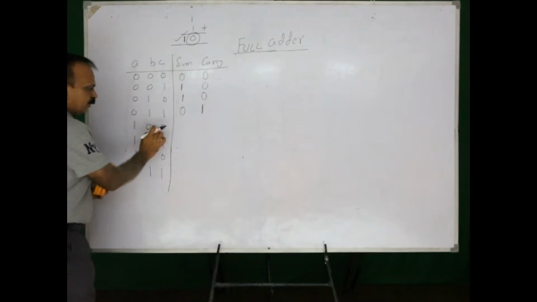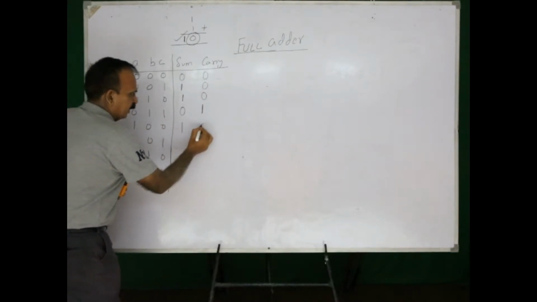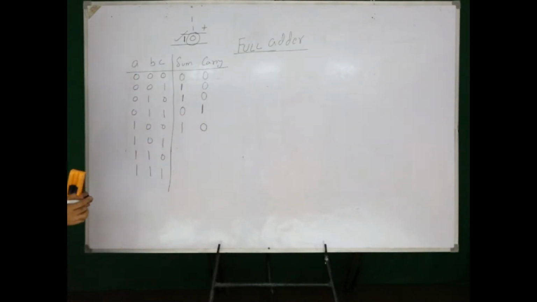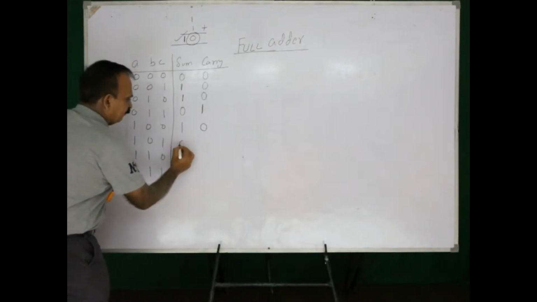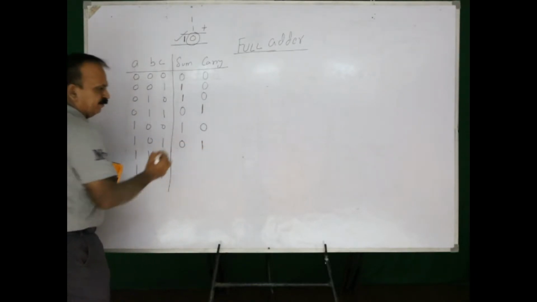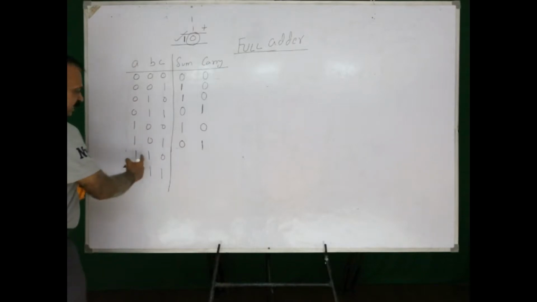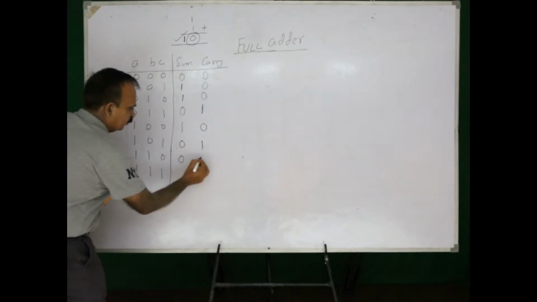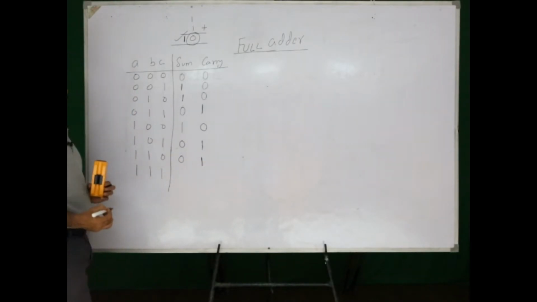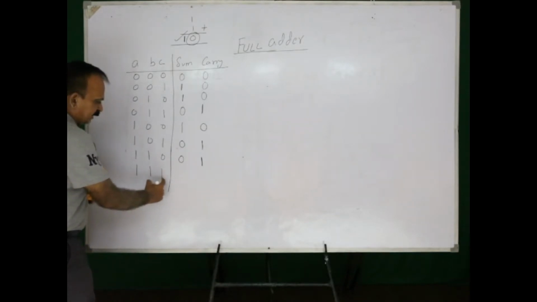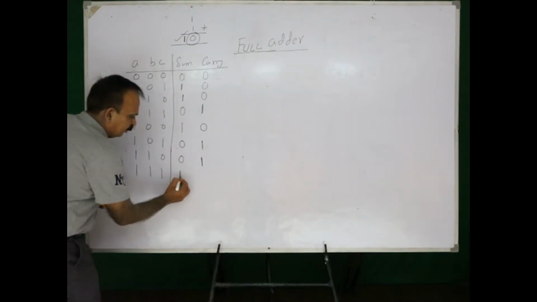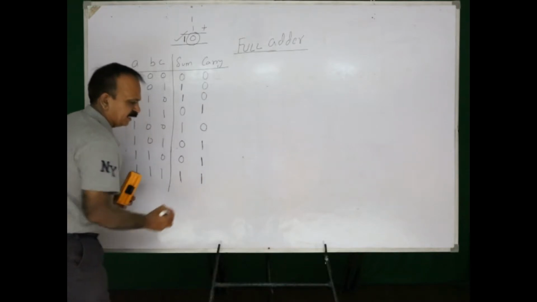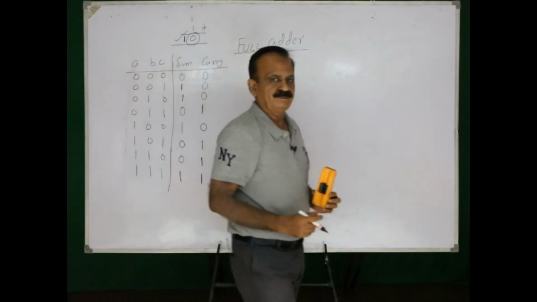Now 1 plus 0, the sum value will be 1 and the carry will be 0. Again in this case, the sum value will be 0 and the carry will be 1. In the next one, the sum value will be 0 and the carry will be 1. And lastly in this case, the sum value will be 1 as well as the carry value will be 1.